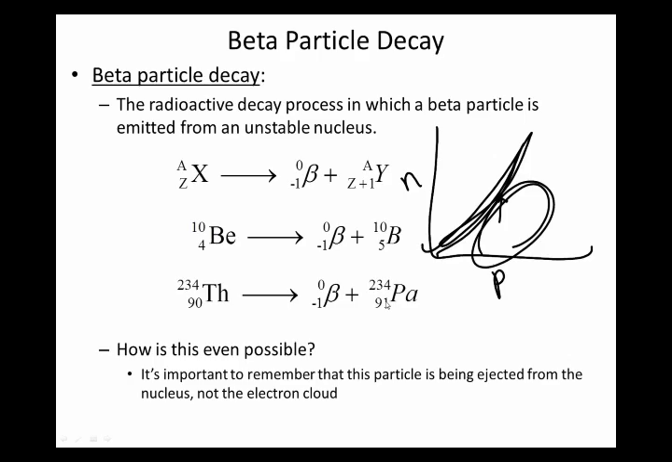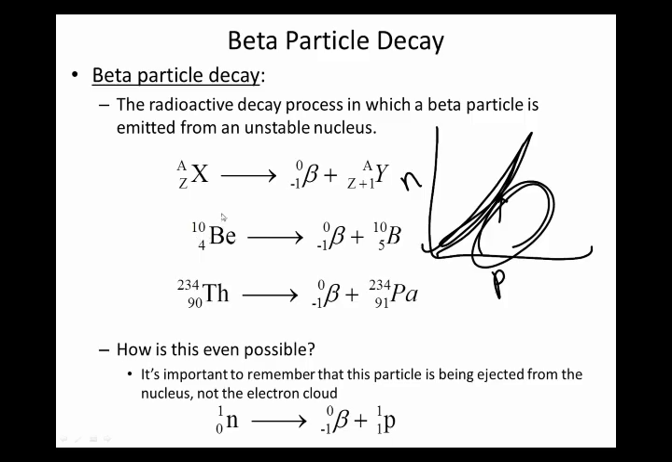So here's what's actually happening. A neutron is actually falling apart into an electron and a proton. So what's happening is, when you kick out a beta particle, when you have beta decay, you actually are turning neutrons into protons. That's what's happening. So you're taking what was a neutron and you're turning it into a proton because we had too many neutrons and not enough protons, so let's just co-opt a neutron and turn it into a proton.